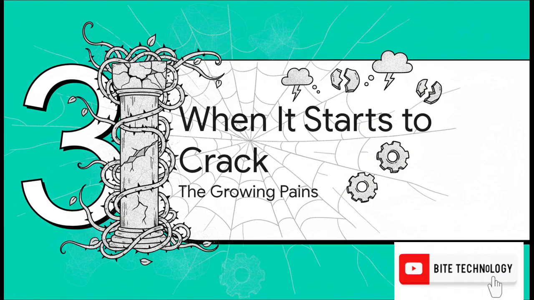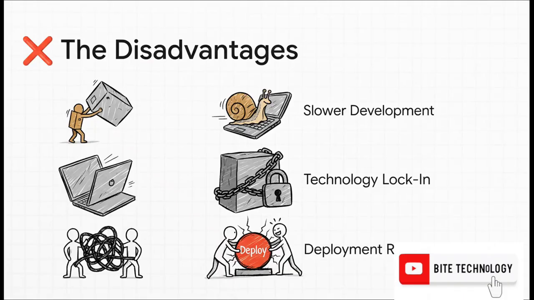Like, really big? Well, the very things that made the monolith so strong in the beginning can start to become its biggest weaknesses. Welcome to the growing pains. All of a sudden, that simple codebase can feel like a tangled mess. Every new feature just adds another layer of complexity. You're pretty much stuck with the technology you chose at the very beginning. And even a tiny bug fix means you have to redeploy the entire application, which is always a bit of a nail-biter. And for large teams, it becomes a huge headache with everyone stepping on each other's toes.